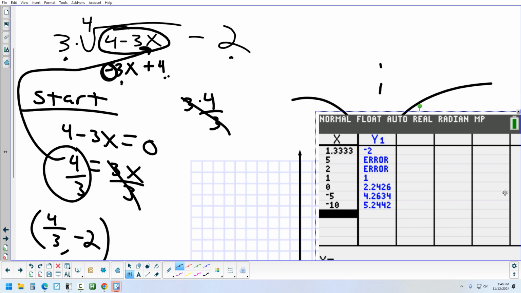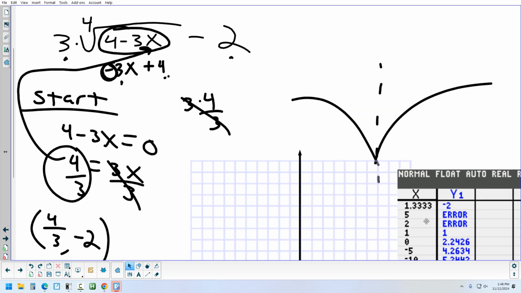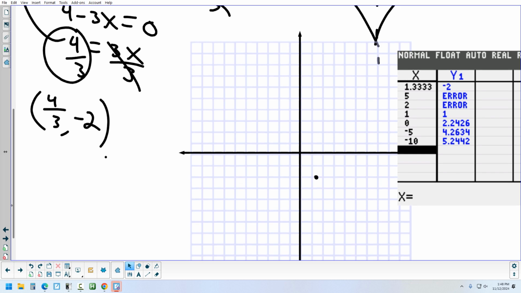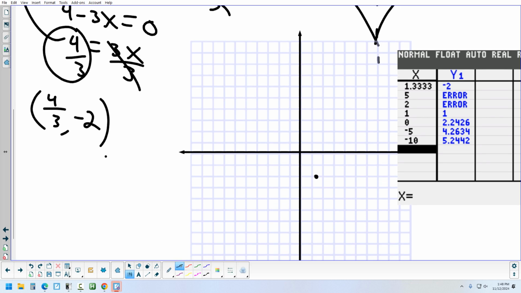Okay, so let's put that right here and draw those points. Don't worry about the ones that said error. That was the wrong way. We can ignore those. So we've got 1, 1. We've got 0, 2.2. We've got negative 5, 4.2, about right there, and negative 10, 5.2. All right, so we're going to get a graph that does something like that.